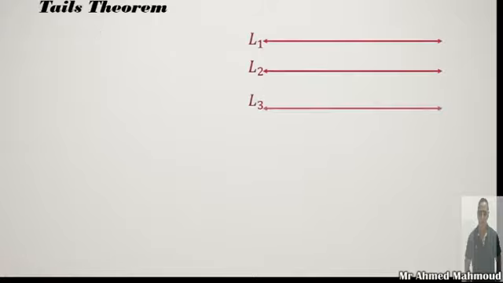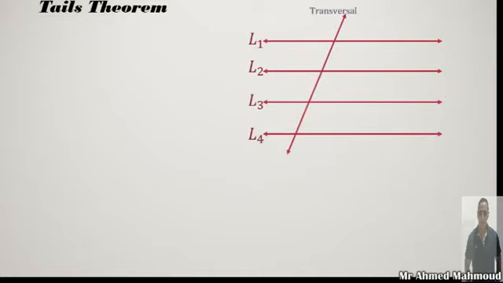Now, we have this theorem called Thales' theorem. If we have many parallel straight lines like this, and a transversal intersects them, with the condition that its segments between the straight lines are equal, meaning this segment equals this segment equals this segment, what happens in this case? If we have another transversal, then this transversal will divide them into segments, and these segments are equal in length.